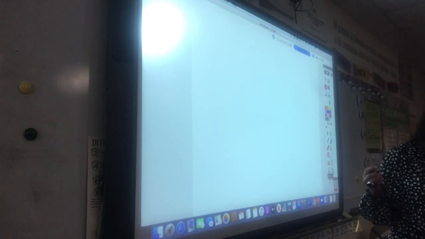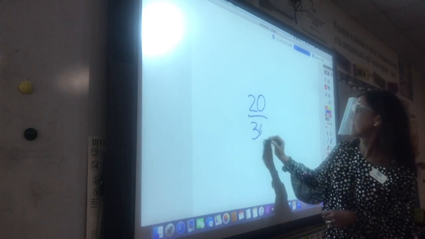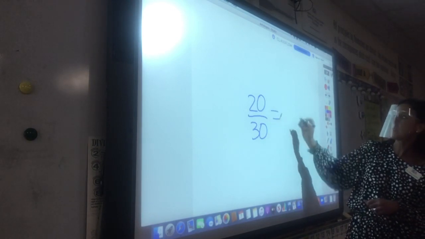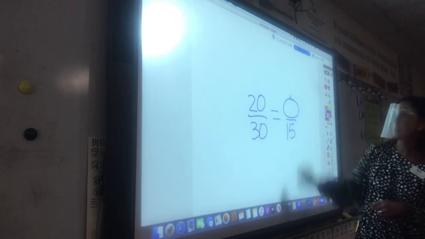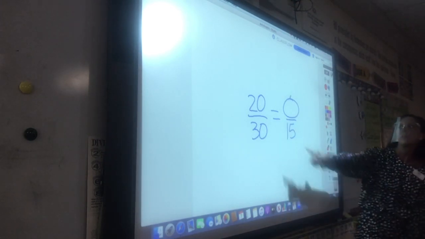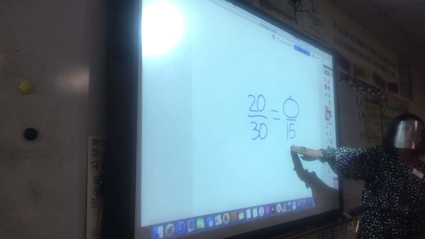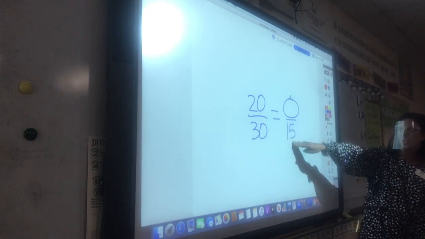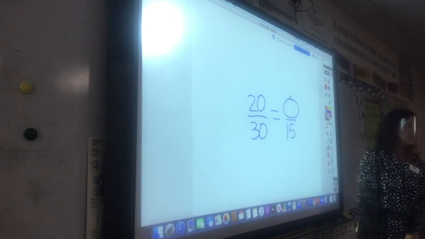Okay, so what if we have 20/30ths equals 15 on the bottom, but we're missing the top. Okay, so first of all, we're going from 30 down to 15. So first of all, we know it's division. Something's happening here that's division. Whatever that is, that's got to happen here too, and that gives us the missing part.